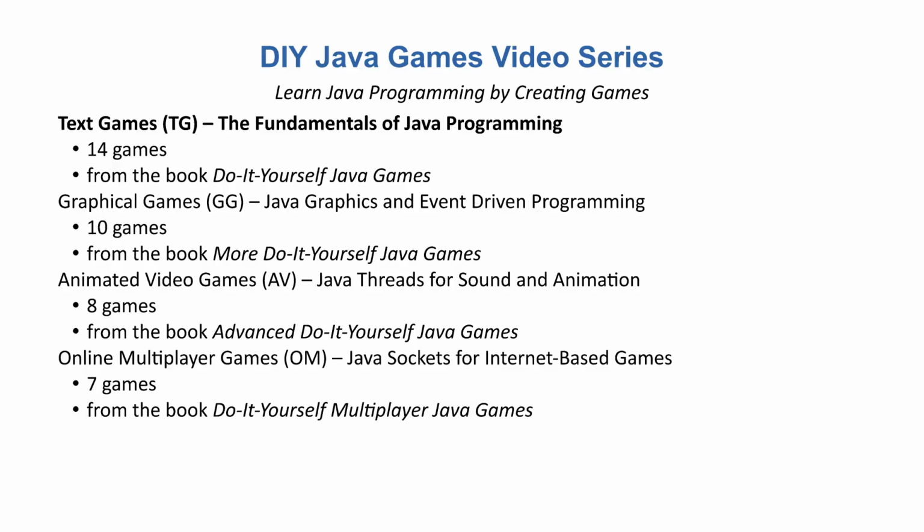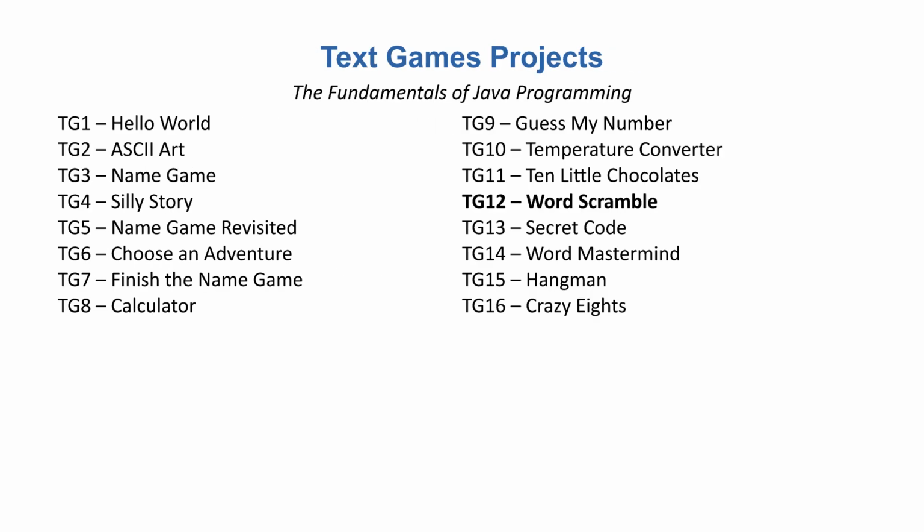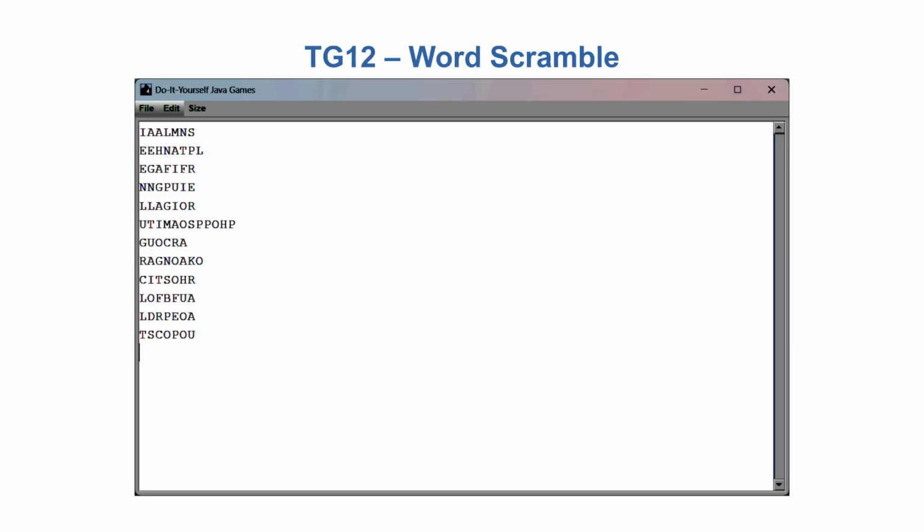We're currently in the Text Games video series, TG, the first of 4 types of games series. The focus of this series is to cover the fundamentals of Java programming. No previous programming experience is required. You learn how, when, and why Java programs are written the way they are. This series has 16 projects. We're currently working on the 12th project, TG12, Word Scramble. Word Scramble will scramble the letters in a list of words for others to try to unscramble, like this.